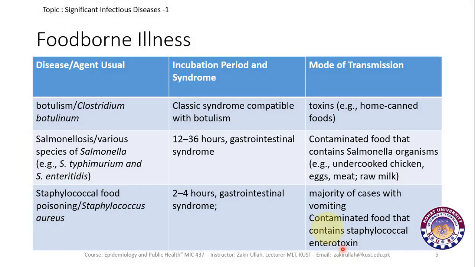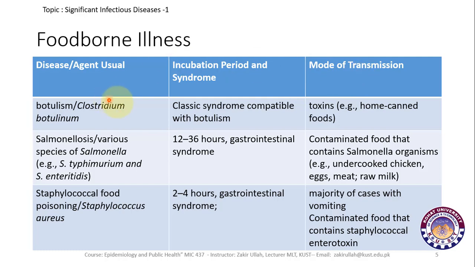The first one of them is foodborne illness or foodborne disease. This table shows us what the disease is, which agent is usually causing the disease, what the incubation period and the signs and symptoms of the disease are, and the mode of transmission.